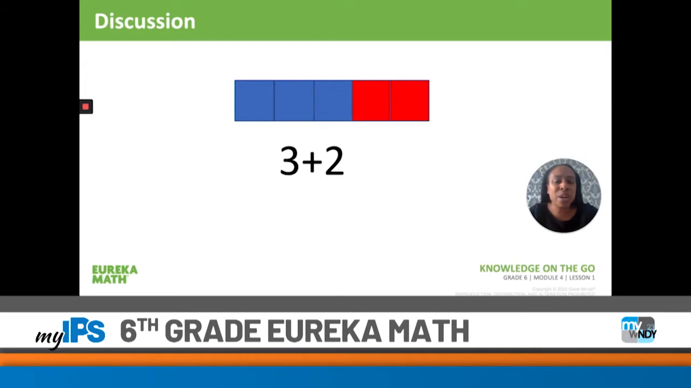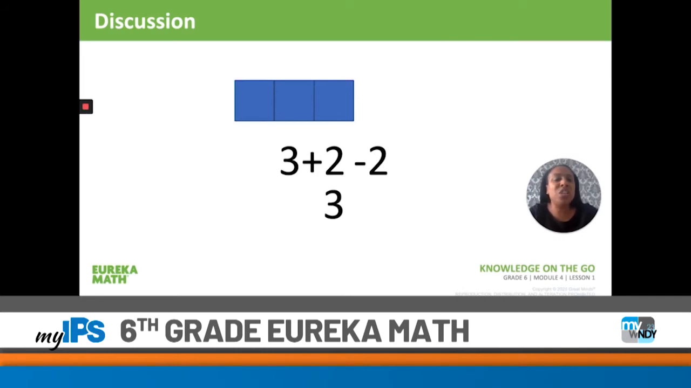Remove 2 squares from your tape diagram. Alter the original expression 3 plus 2 to create an expression that represents what we did with the tape diagram. If you wrote 3 plus 2 minus 2, you are correct. Now we're going to evaluate the expression. 3 plus 2 minus 2 is 3.